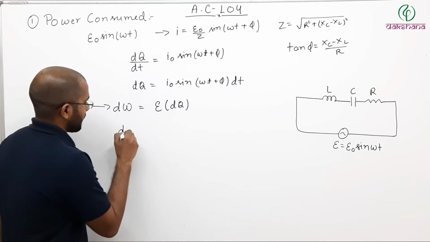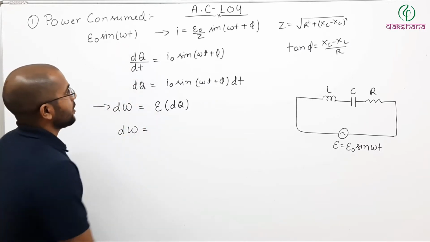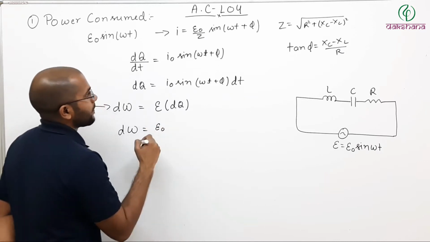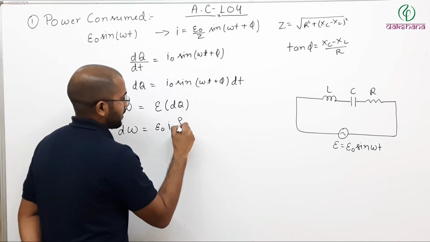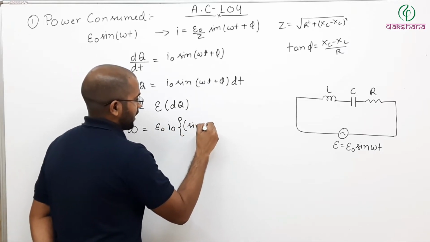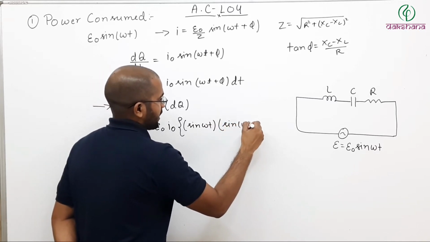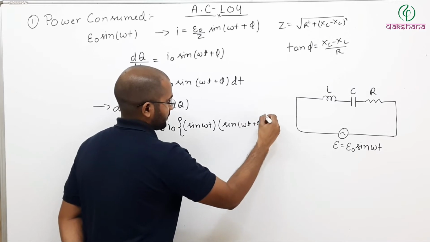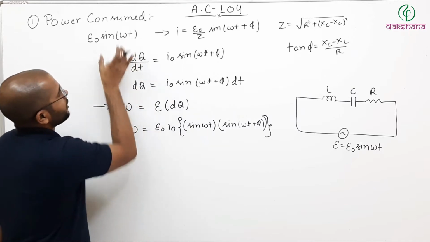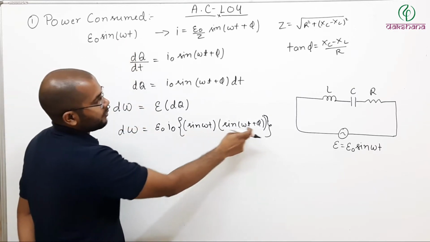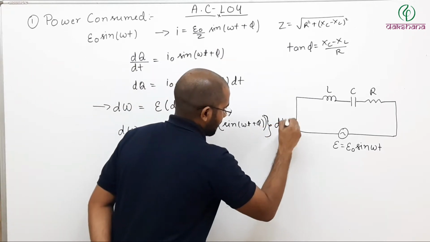So let us write that dW is E times dq. E is E naught sine omega t, and dq is I naught sine of omega t plus phi times dt. So dW equals E naught I naught sine omega t sine of omega t plus phi dt. Here E naught sine omega t is the EMF of the source, I naught sine omega t plus phi is the current through the circuit, and dt is the time interval.